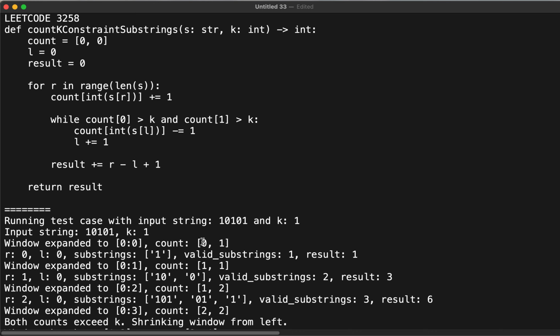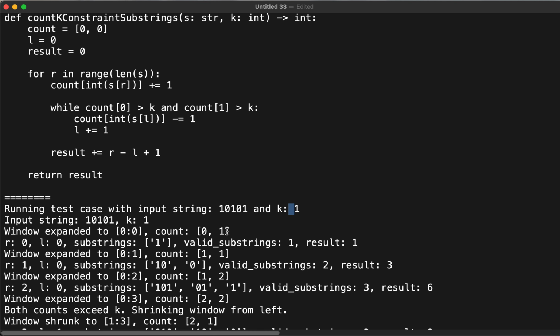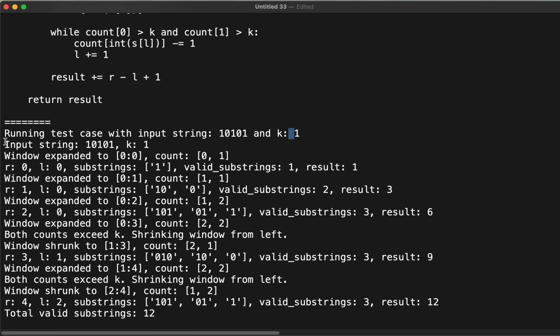So let's take a look at that first LeetCode example, sample run, with k equals 1. The input string is 10101, and k equals 1. Initially R and L are both 0. So the only substring is 1. R is 0 and L is 0, and so the total is 1 minus 1 plus 1, so 1, and the substring is 1.